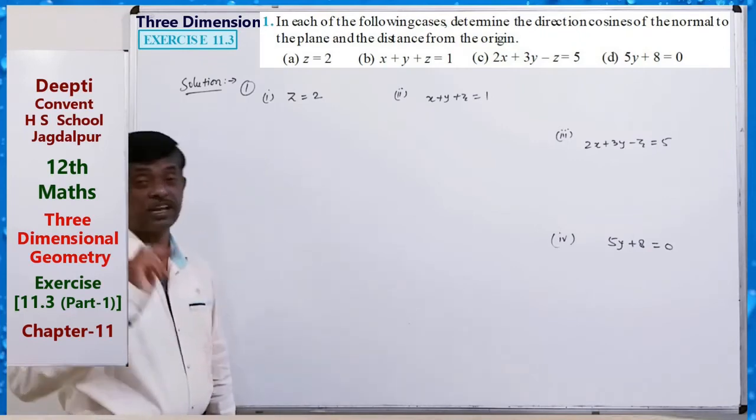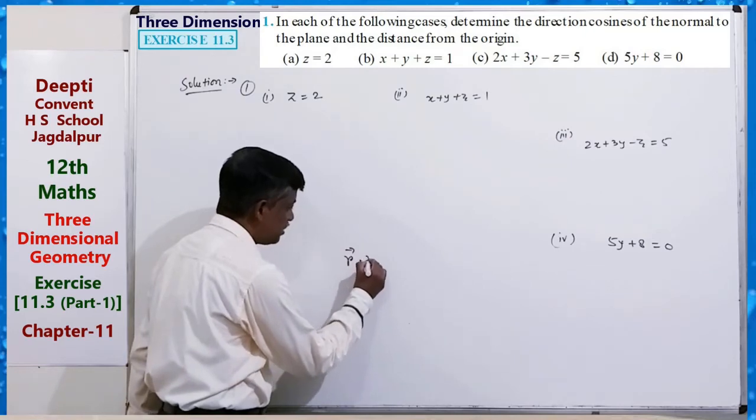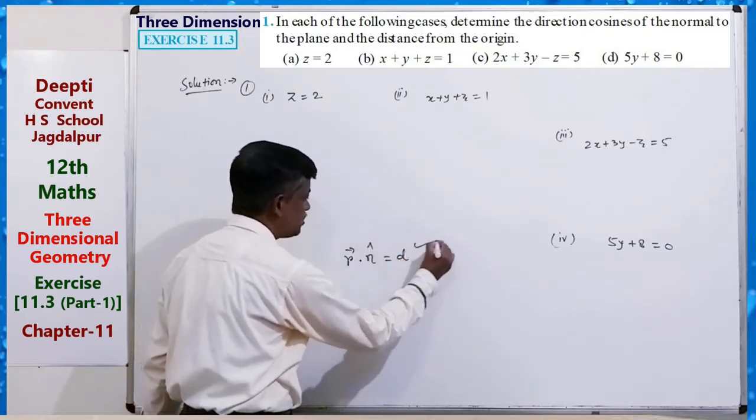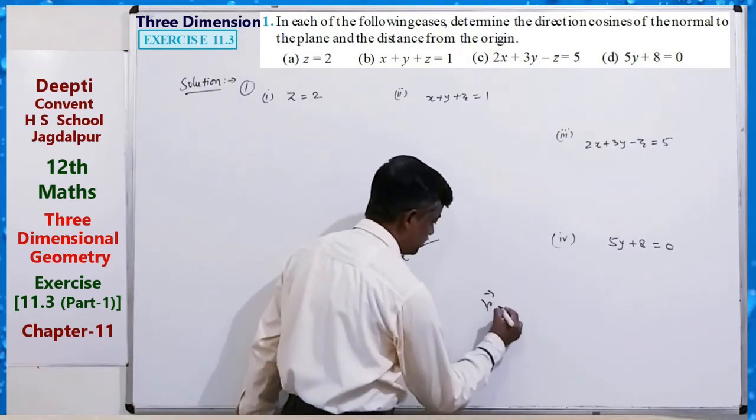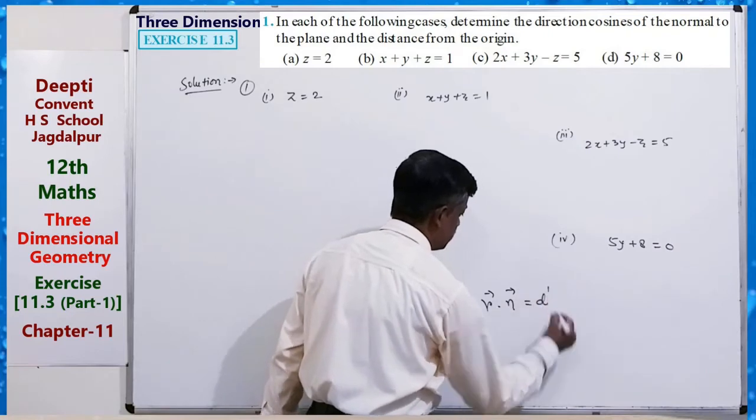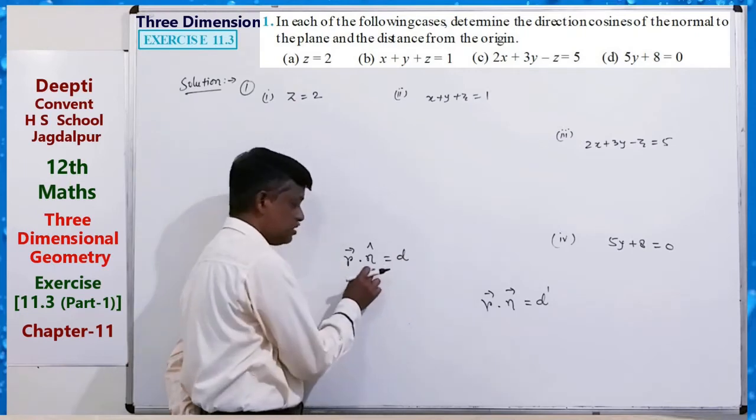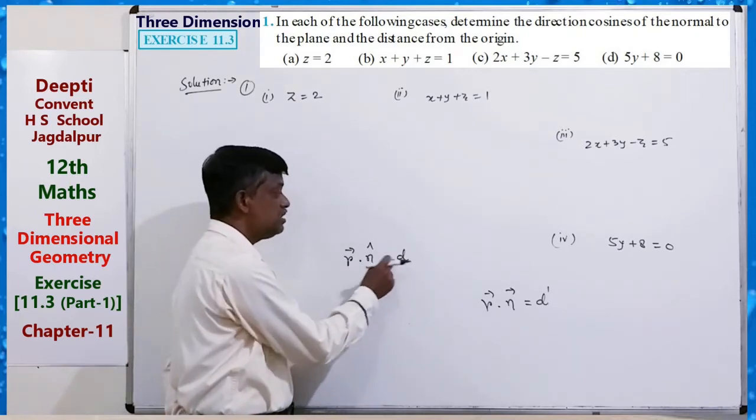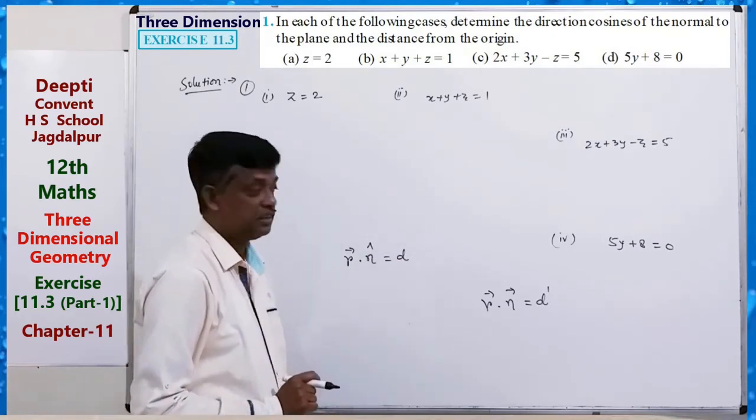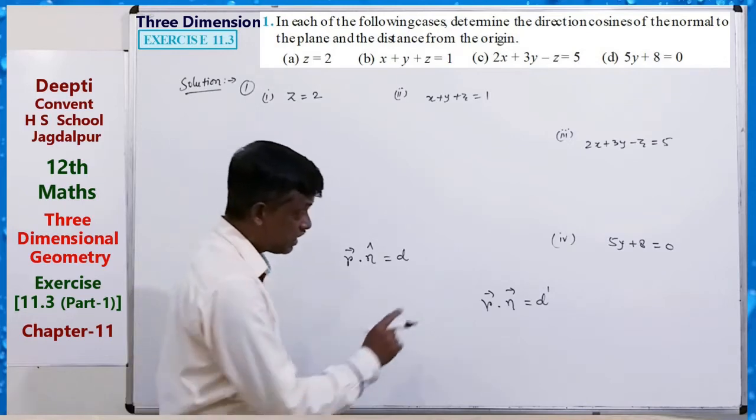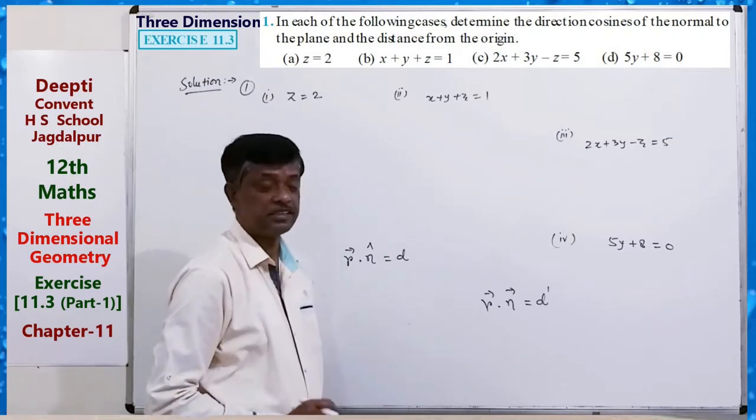So for direction cosines, we know the equation of a plane. This is the normal form, and this is not normal form, because in the normal form equation, d is the distance from the origin. Here it is not, but it can be transferred to that form.